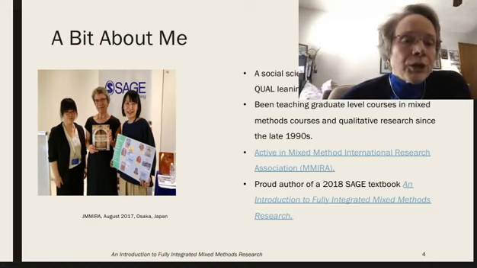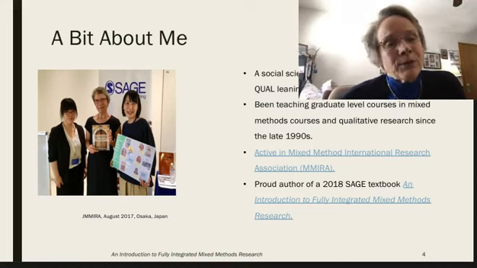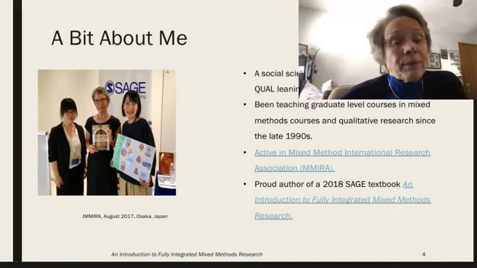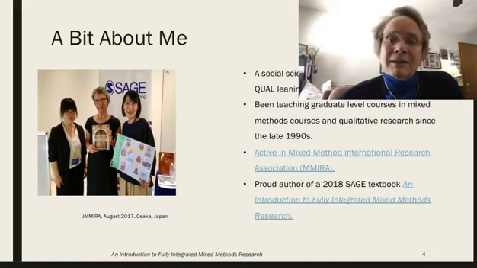The picture here shows me in Japan. They haven't translated my book into Japanese yet, but here I am with some Sage representatives at a mixed methods conference held by an affiliate in Osaka, Japan. This is last August.